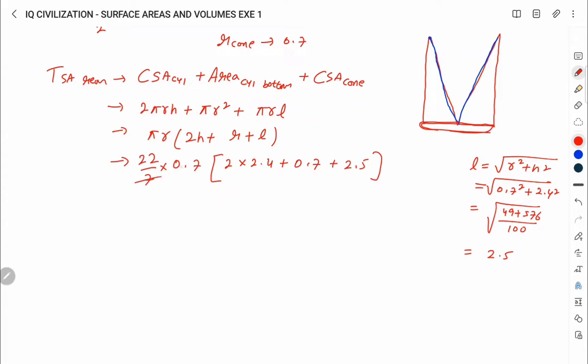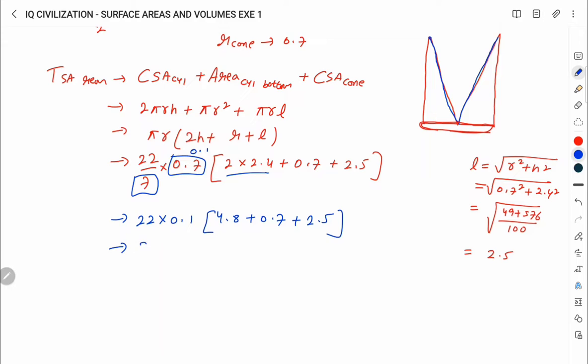So this one and this one get cancelled, leaving 0.1 times. So 22 into 0.1 into 4.8 plus 0.7 plus 2.5. So that is nothing but 22 into 0.1 into 8, so 17.6 cm square. But since it is asked to round it, so 18 cm square.